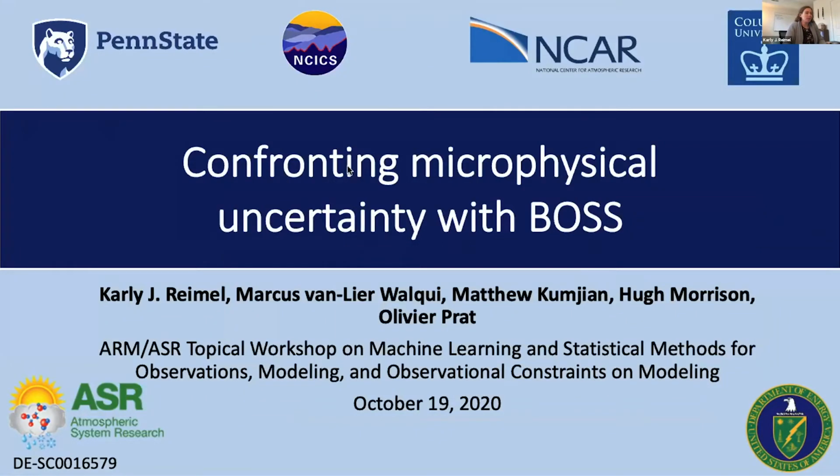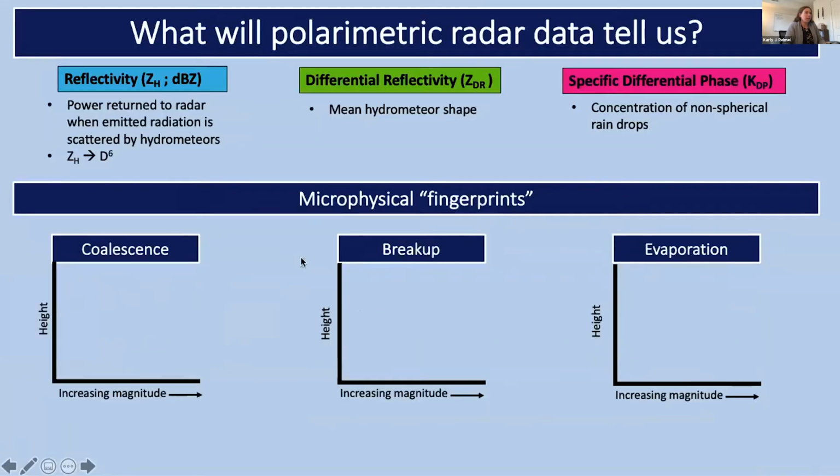Okay, so Hugh set me up nicely by introducing BOSS. As he mentioned, I'm going to be talking about how we use polarimetric radar data to constrain BOSS. The three variables I'm going to be talking about are reflectivity, or ZH, which is basically the power return to the radar when emitted radiation is scattered by hydrometeors, and ZH goes as the drop diameter to the sixth power. I'll be talking about differential reflectivity, or ZDR, which gives us a measure of the mean hydrometeor shape, and then specific differential phase, or KDP, which measures the concentration of non-spherical raindrops within an observed volume.